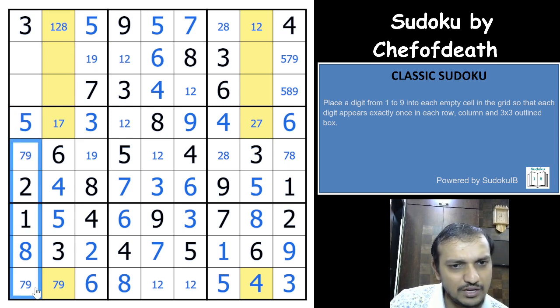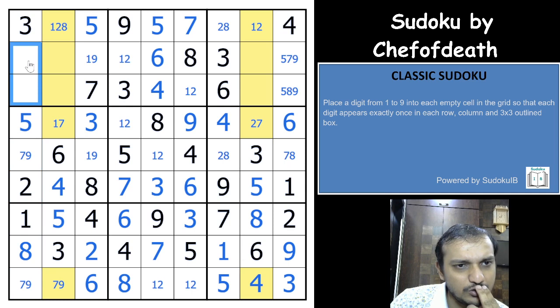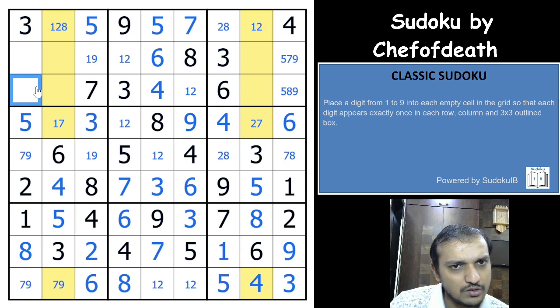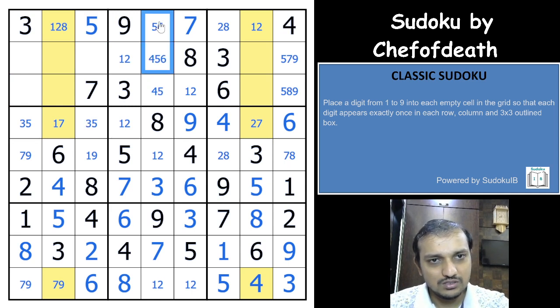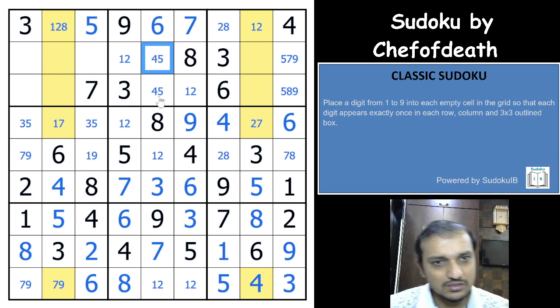Oh, you have a 7, 9 pair here, right? So you need 6 and 4 in these two cells. No. Have I done something wrong here? Come on, 5. This is 6. Come on. Thank God. I did not know I had written that 4, 5.